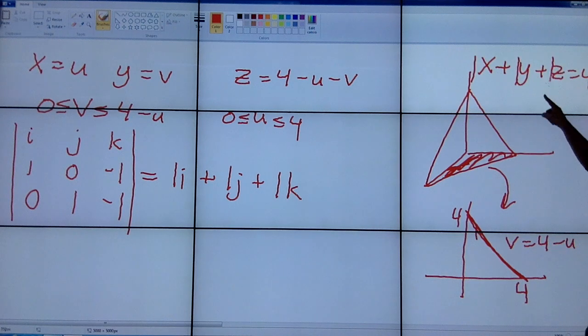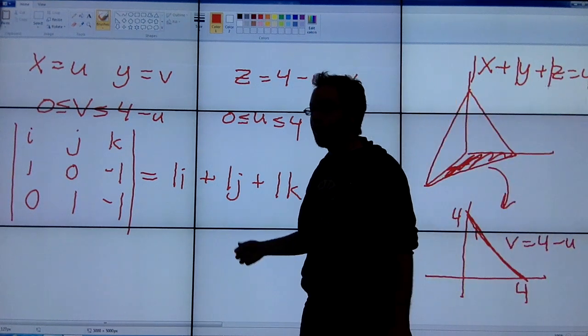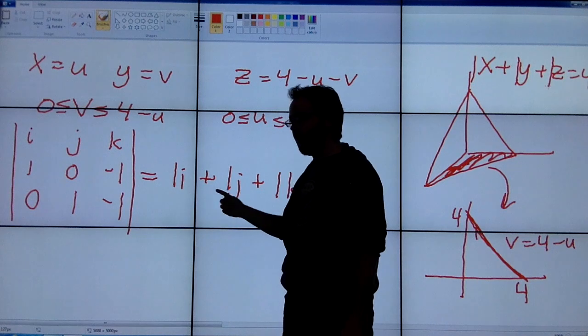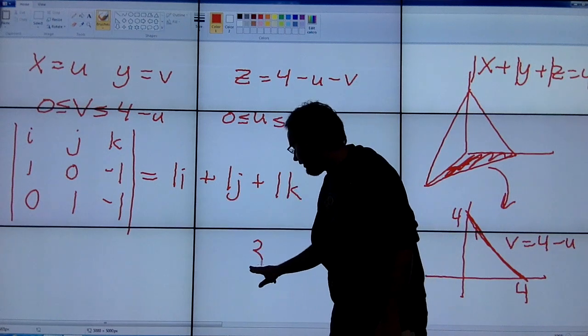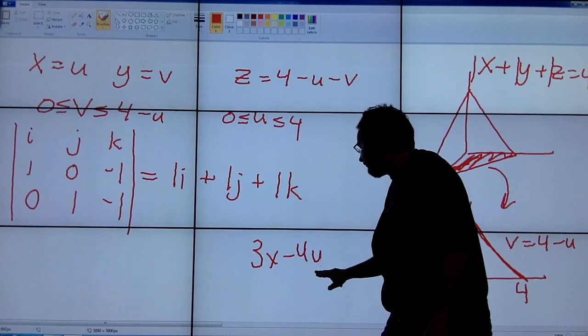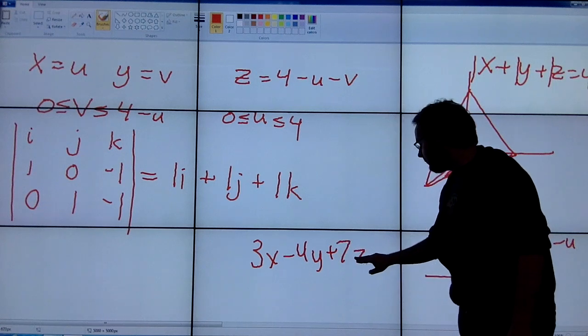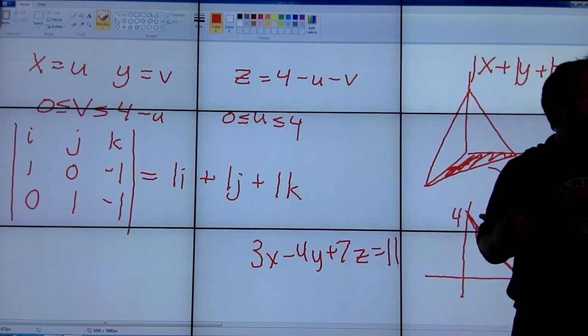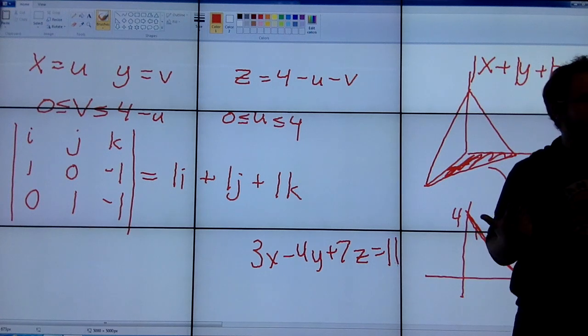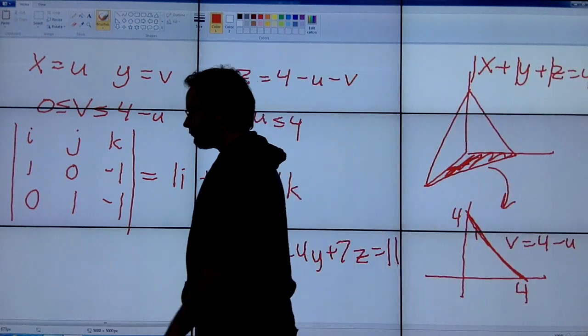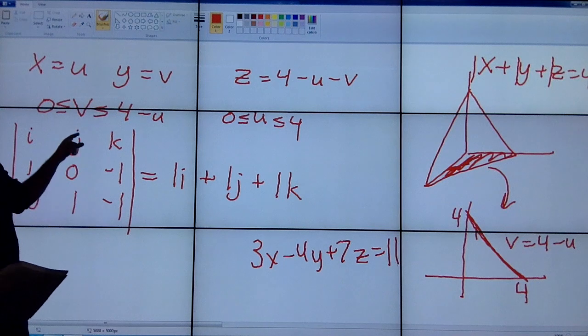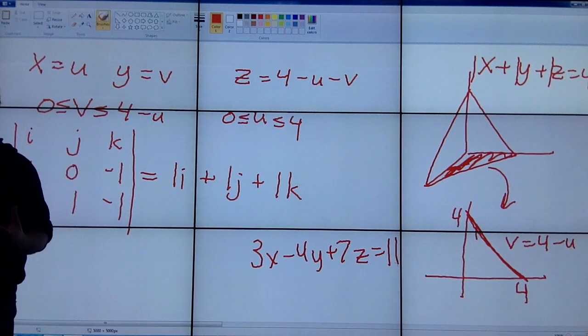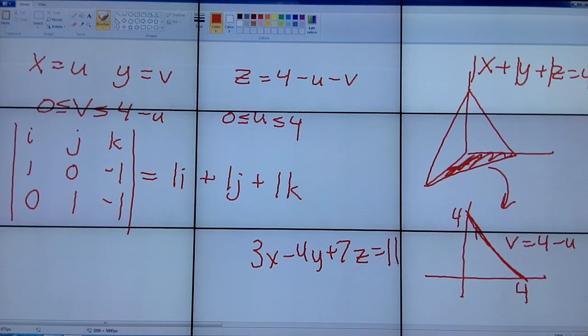1, 1, and 1. So unsurprisingly, the normal vector to our surface of the plane should be 1, 1, 1. If I give you the plane 3x minus 4y plus 7z equals 11, give me a normal vector to that plane. 3, negative 4, 7, right? Cool? So I don't need to do this whole ijk, at least not when it comes to planes, but for just about every other surface, you are going to have to do that ijk cross product.